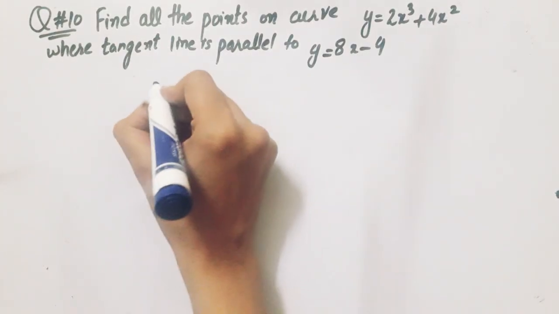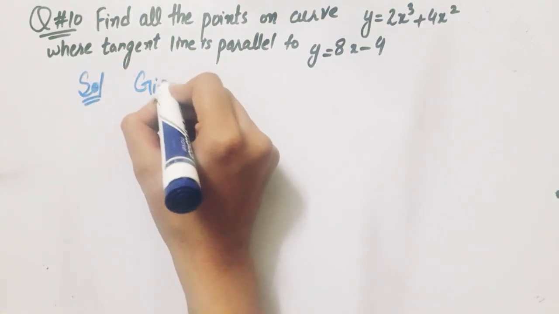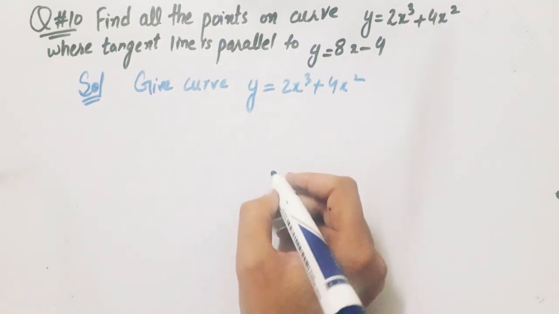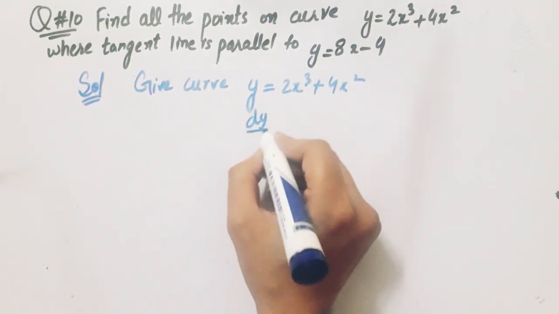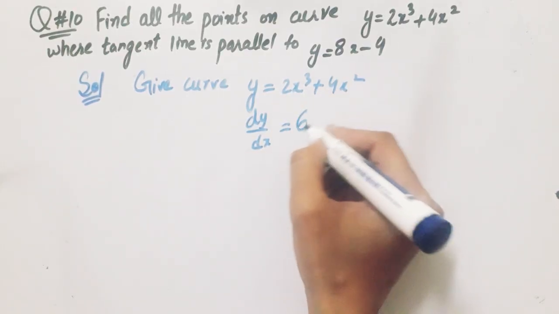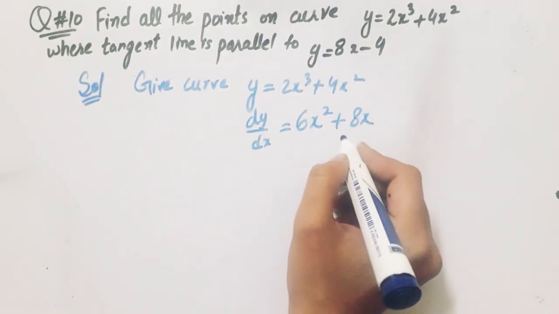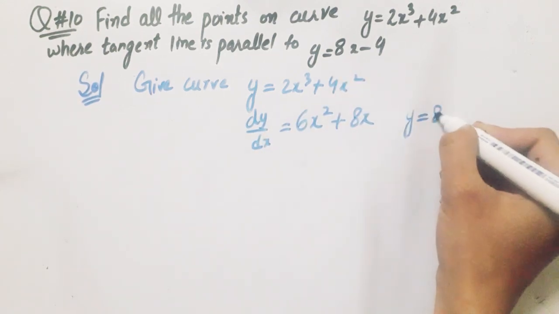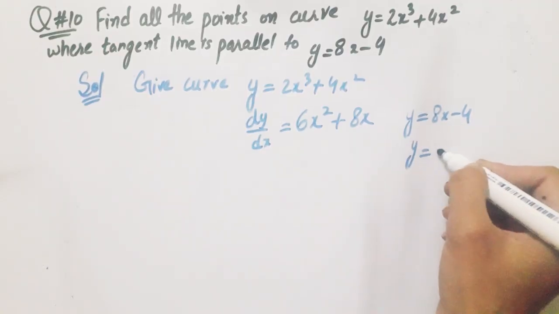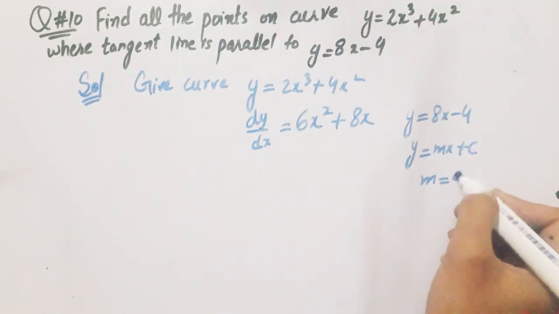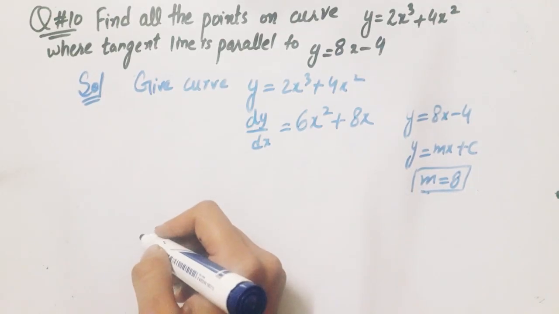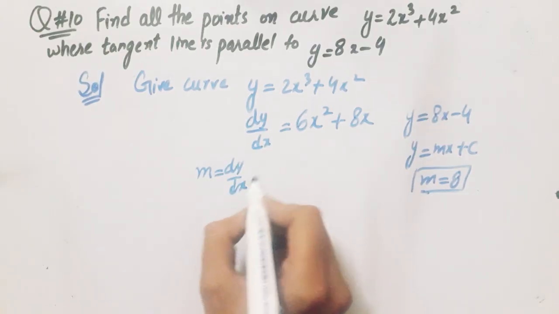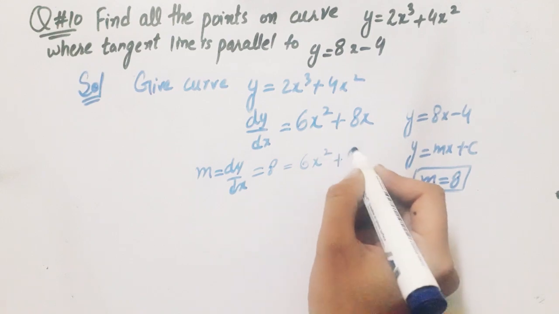So first of all, given curve is y is equal to 2x cube plus 4x square. This is the equation of the given curve. You will differentiate this. So dy by dx will be equal to 2 into 3, 6x square plus 8x. Now your question line is given, that is y is equal to 8x minus 4. So if you compare this with y is equal to mx plus c, you get that m is equal to 8. Means the value of slope m is equal to 8. So you will write dy by dx is also equal to m. So this is equal to 8, which is equal to 6x square plus 8x.